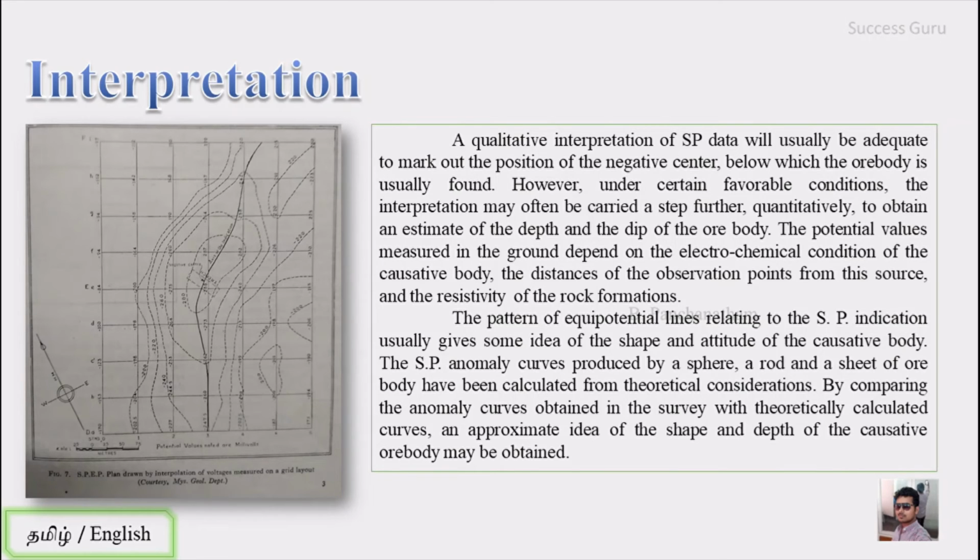been calculated from theoretical consideration. By comparing an anomaly curve obtained in the survey with theoretical calculated curves, an approximate idea of the shape and depth of the causative ore body can be obtained. So this is how they are interpreting the SP values.